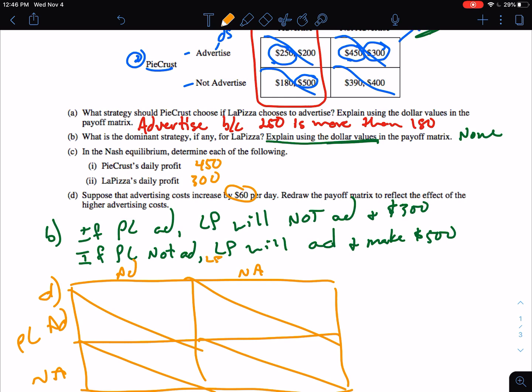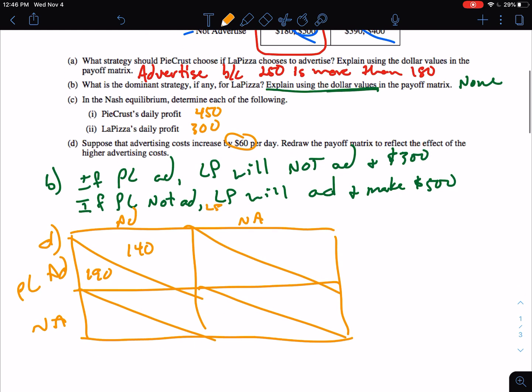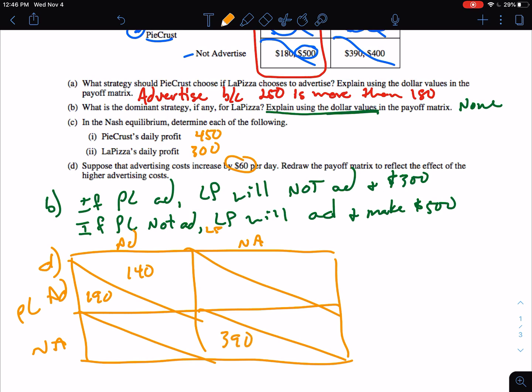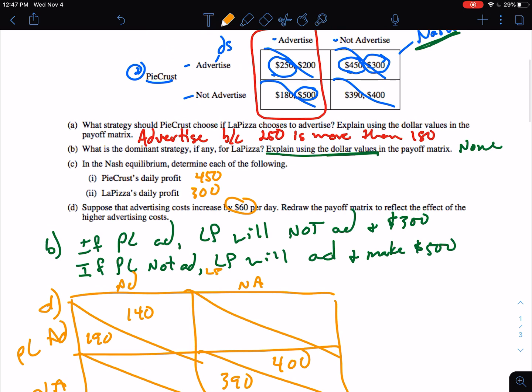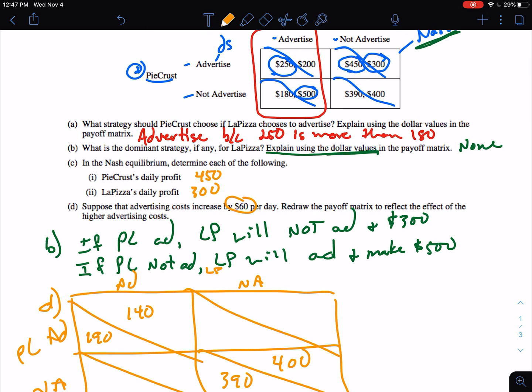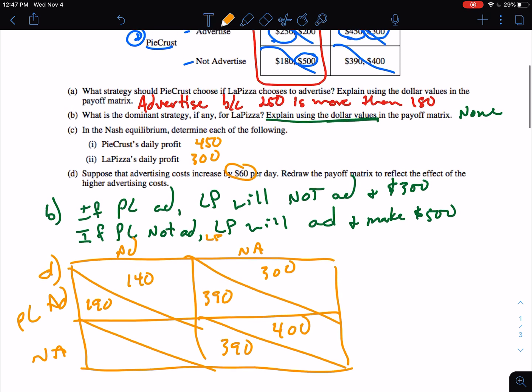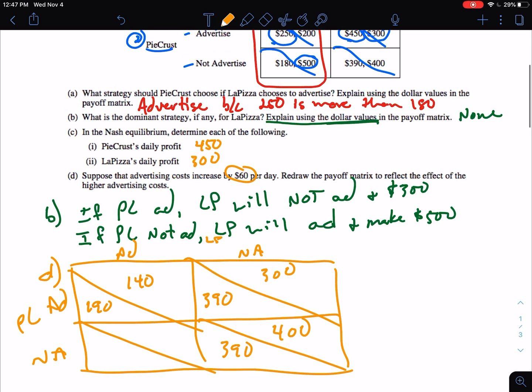And then in our advertise box, we have to take 60 off of each. So this is going to become 190 and 140 because it's 250 and 200 each less 60. In the non-advertised box, there's going to be no change. It'll remain 390 and 400. In the situation where Pie Crust advertises, we get 450 minus 60 or 390, no change for the not advertising La Pizza, and then the opposite here. So here 180 remains the same, and then 540 becomes 440. So that's all you have to do.